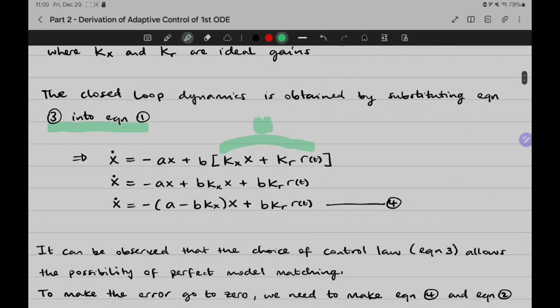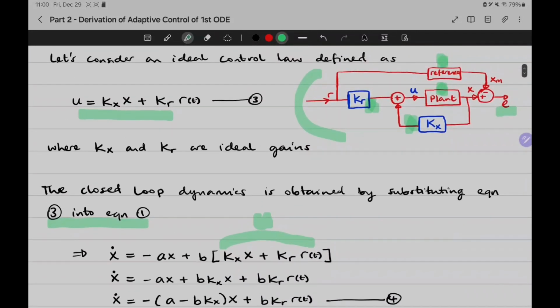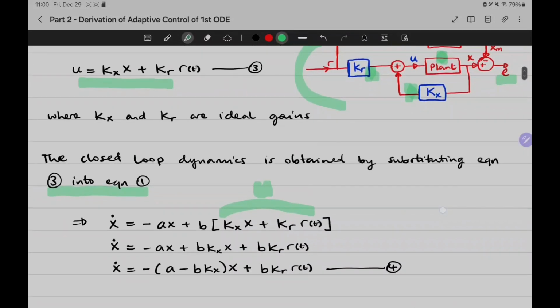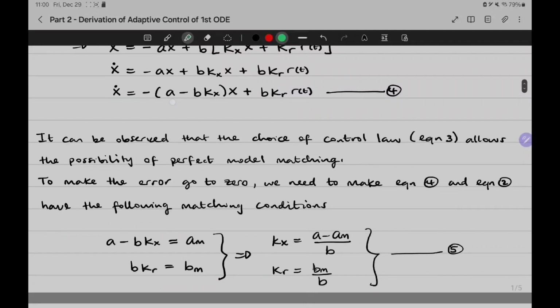Now the next step is, like I mentioned earlier, we want this error to go to 0, and so how do we do it? We want these two model parameters to be equal, and to make that happen, you just set this term equal to AM, which was the reference model plant, right? You remember? And then BKR, same thing right here, equals BM. And then you have these two control parameters.